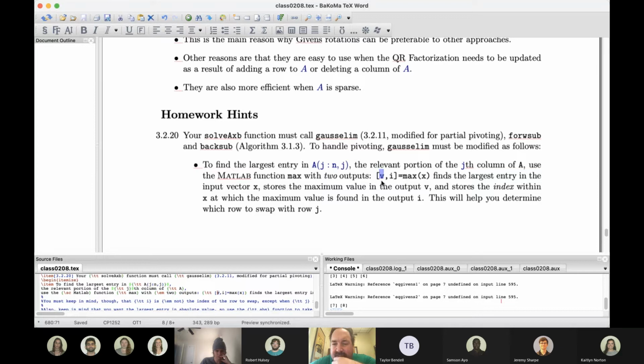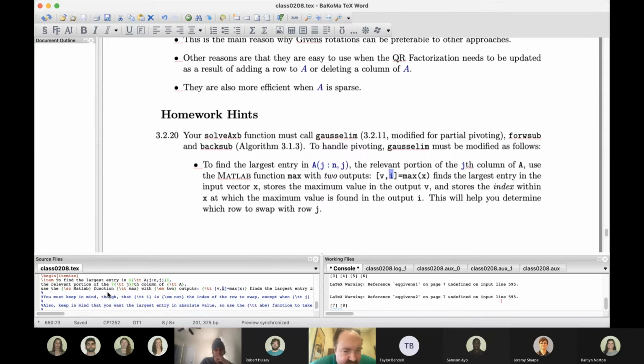V is the actual max, the value. I is the position where it found it. You want to know not just what is the largest element to put in the diagonal, but you also need to know where it was found, because that tells you what row you want to swap with row J. Now here's something to be very careful about, though.